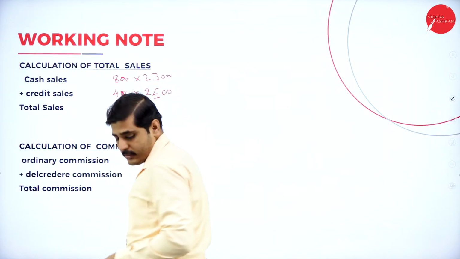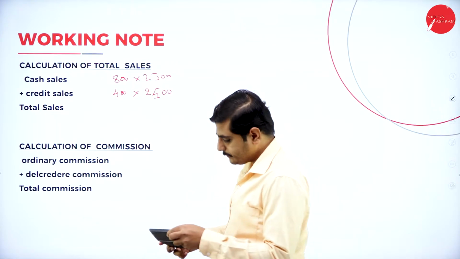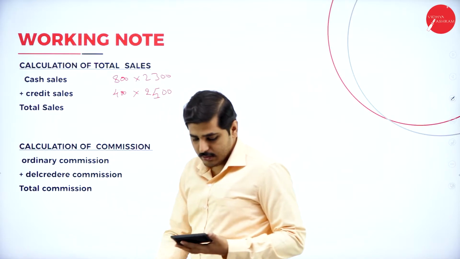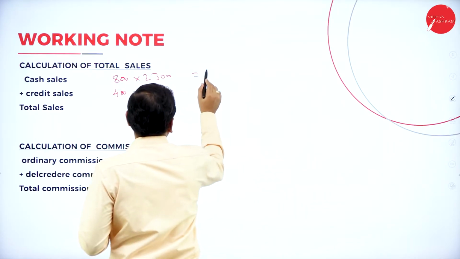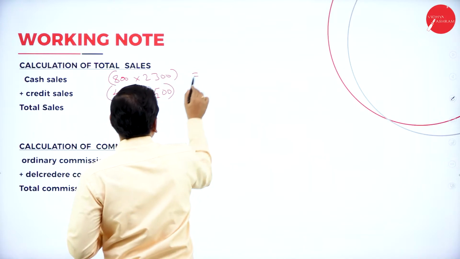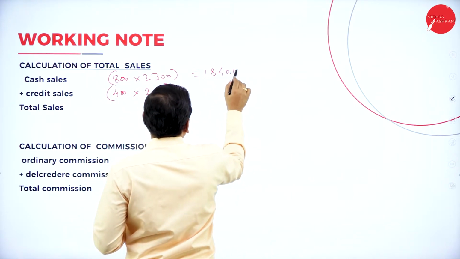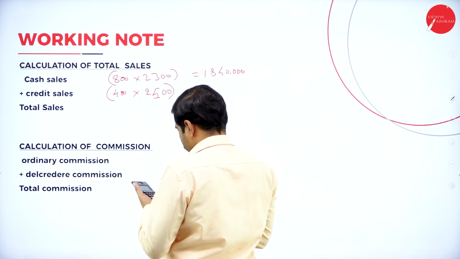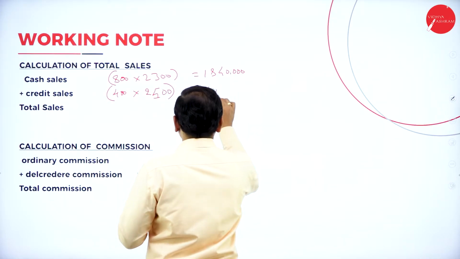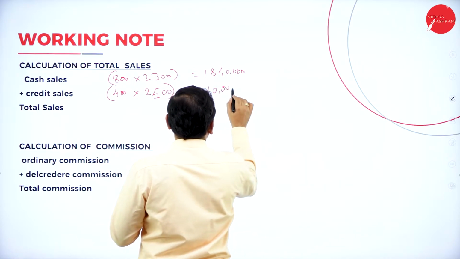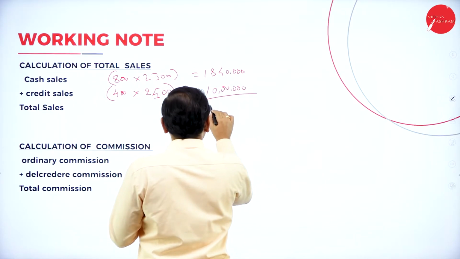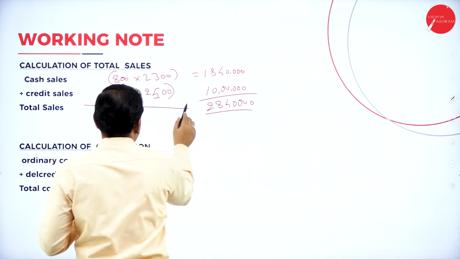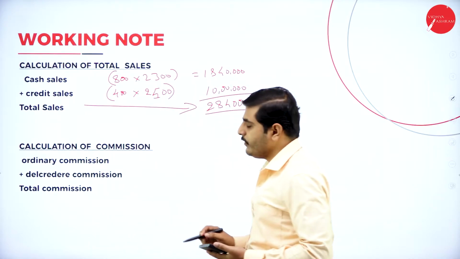Now let's calculate how much they got. So 800 into 2,300 equals 18,40,000. Again 400 cycles into 2,500 equals 10 lakh. Total it is 28,40,000, which is the total sales. Again, calculation of commission.